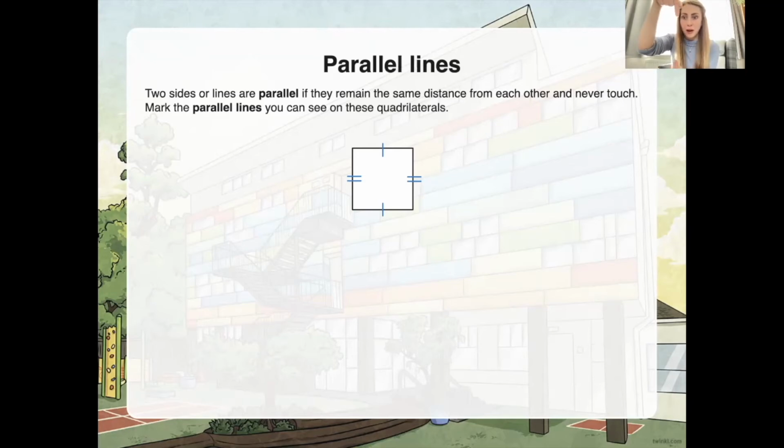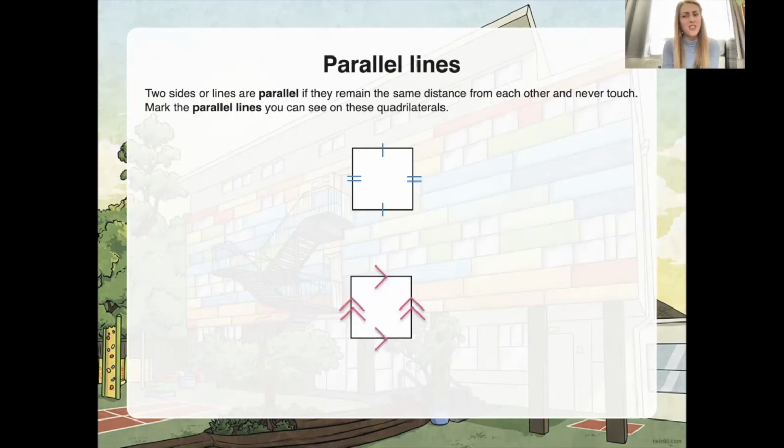We've got one set of parallel lines at the top and at the bottom, and then we've got the second set of parallel lines on either side of the shape. And again, they could also be shown by drawing arrows, just like I've done to the bottom shape there. So again, we've got one arrow showing a set of parallel lines going one way, and then the second set have got two arrows showing those parallel lines going in the other direction.